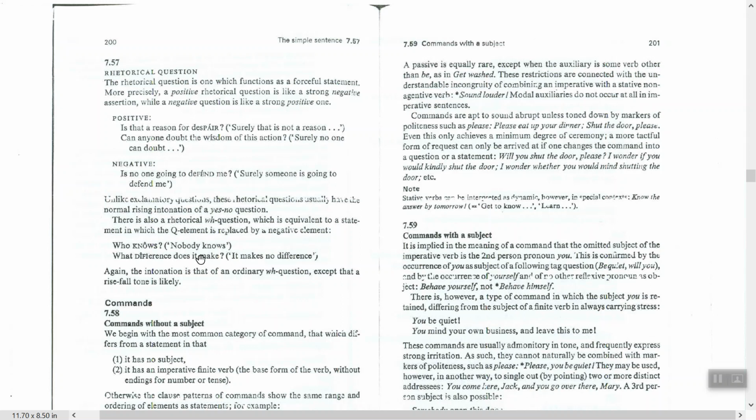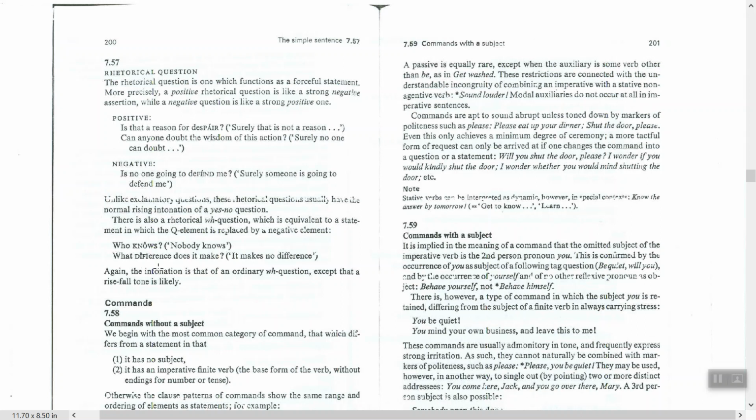Okay? Here it means in which this Q element, remember, who, the Q word, is replaced by a negative element. Who knows? Change who, put negative here: nobody knows. That's enough. So, when you say, who knows? Rising, falling. Who knows? It means nobody, no one knows. So it is a question, it has a negative element. Meaning is negative.